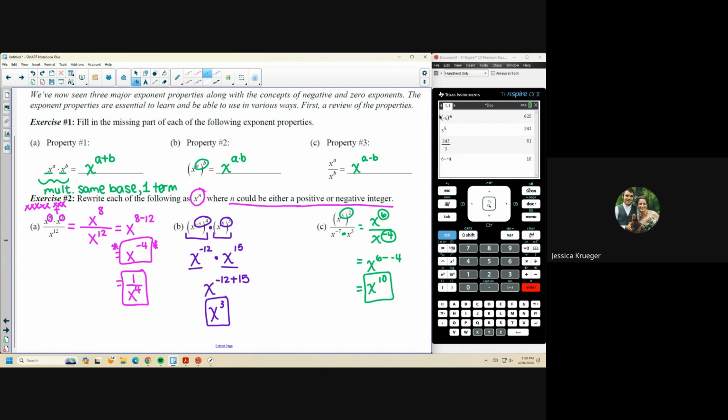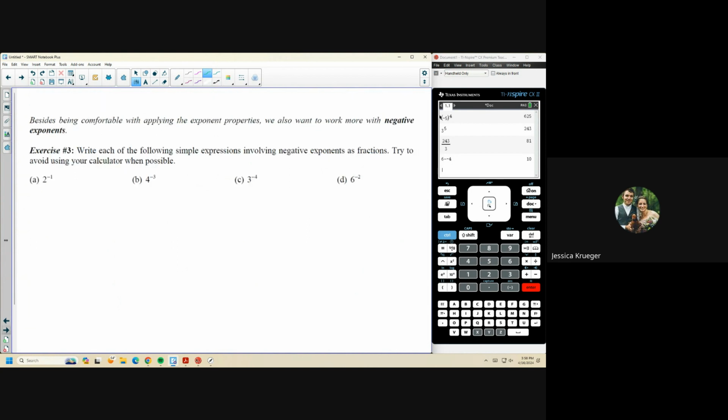Okay, so again, it's not something you're going to be able to do really quickly. Take your time, think about what your rules are. Now, we want to be able to work with negative exponents.